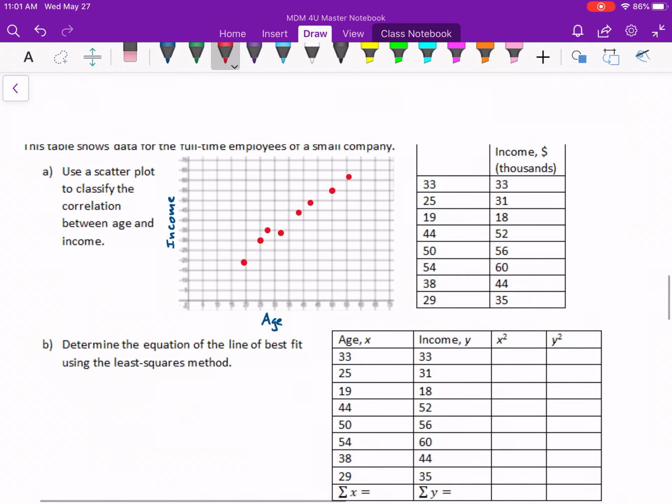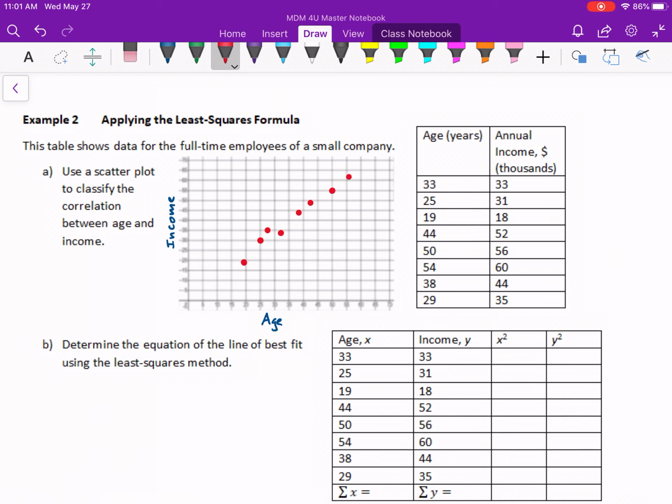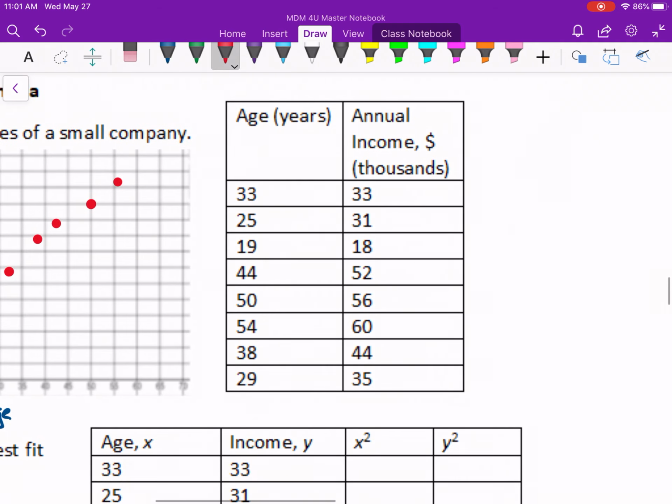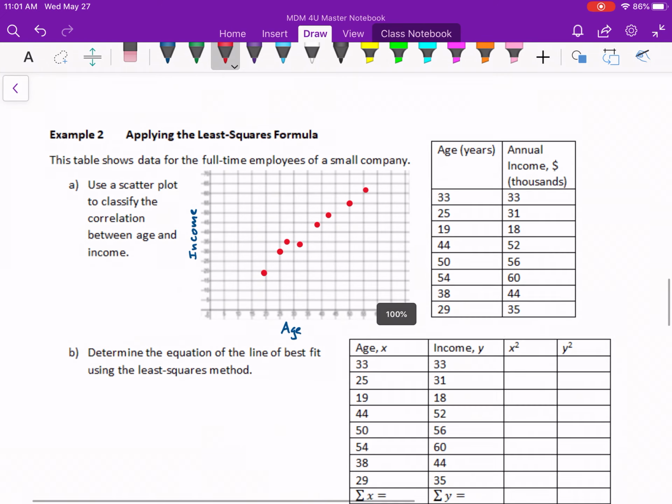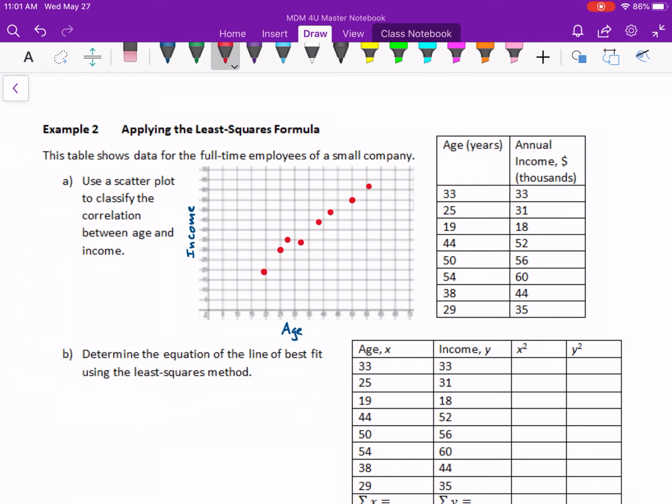Okay, let's look at an example applying the least squares formula. This table shows data for full-time employees at a small company. Let's just look at the data first of all. Age of the employee and their annual income in thousands. 33-year-olds making $33,000. 25-year-olds making $31,000. A jump ahead, 54-year-olds making $60,000. So it seems like the older someone is, the more they're making.